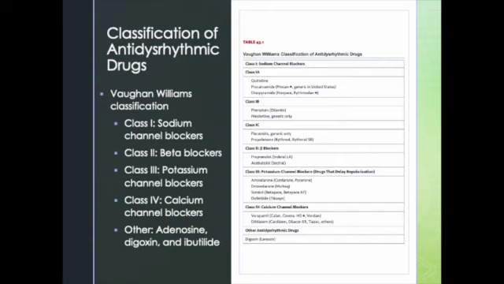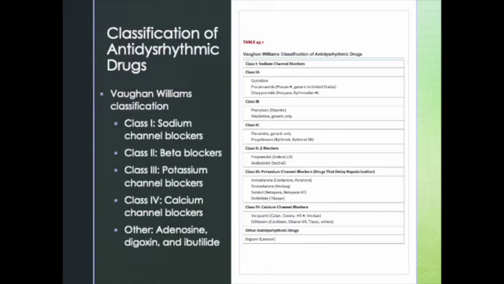Class 4 drugs are the calcium channel blockers. We only have 2 calcium channel blockers used as antidysrhythmics, and this is very important. We'll use verapamil and diltiazem. Verapamil and diltiazem are the only 2 calcium channel blockers that we use as antidysrhythmics. Calcium channel blockade has the same effect on cardiac action potentials as the beta blockade.